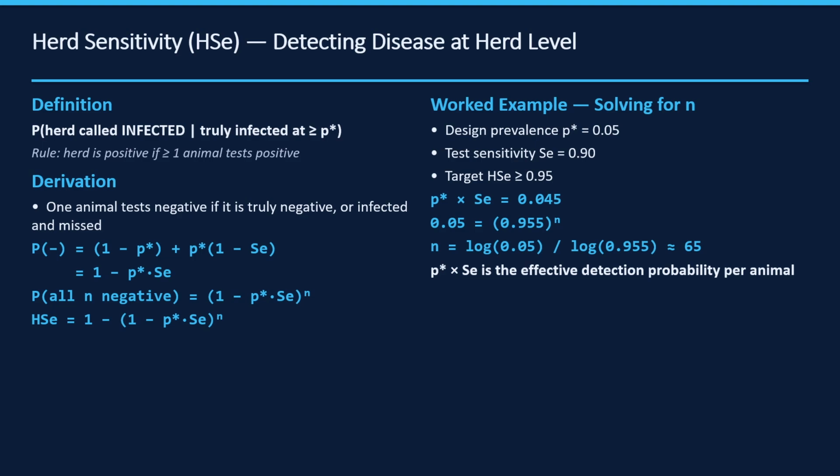Worked example, P star of 0.05, sensitivity of 0.9, target herd sensitivity of 95%. Effective detection is 0.045, so you need 0.05 equals 0.955 to the n. Take logs. n equals log 0.05 over log 0.955, about 65 animals.